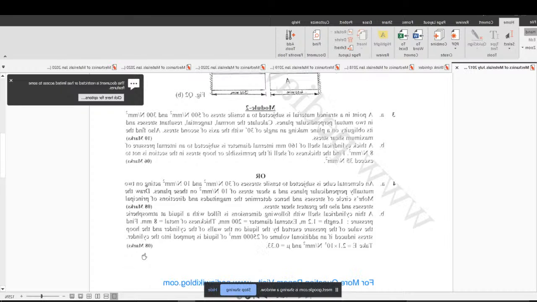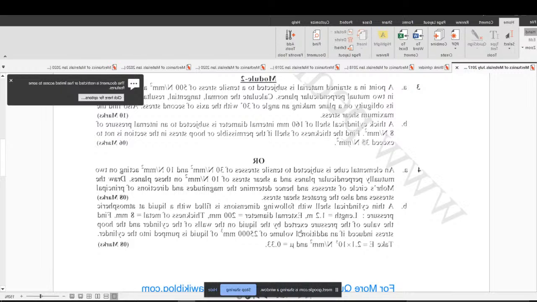Given here, you can see they have given a thin cylindrical shell with the following dimensions, filled with a liquid at atmospheric pressure, length of 1.2 meter and external diameter 200 mm. The thickness of the metal is 8 mm. Find the value of pressure exerted by the liquid on the walls of the cylinder and the stress induced if an additional volume of 25,000 mm³ of liquid is pumped into the cylinder. E is equal to 2.1 into 10 raised to 5 newton per mm square and mu is 0.33. This is the problem we solved in the morning. Hope you can remember. This is delta V we took and we solved for P. Correct, no?